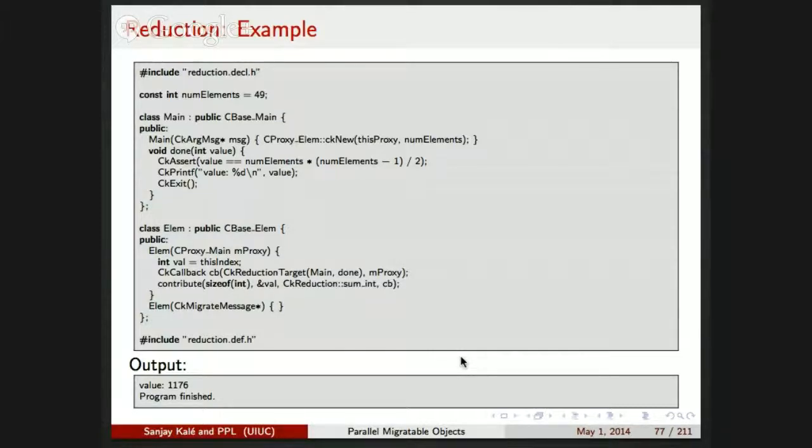So we call this contribute method or function, where we say how much data we're contributing, what data we're actually contributing, which in this case is just our index. And then we say what kind of reduction it's going to be. In this case, we're summing integers. What are your choices? You can sum doubles, you can do a max.